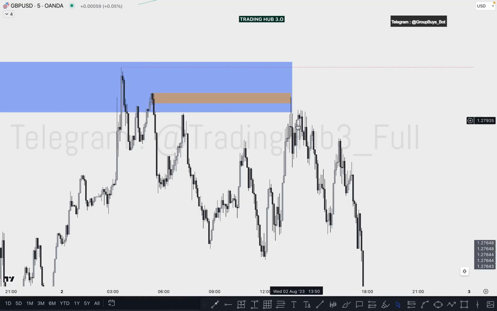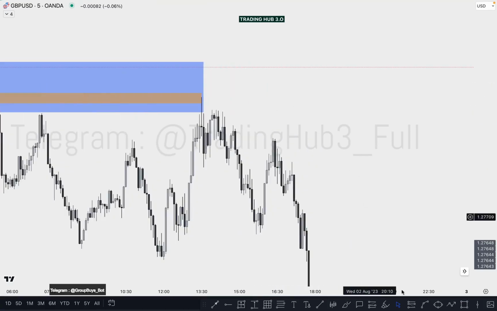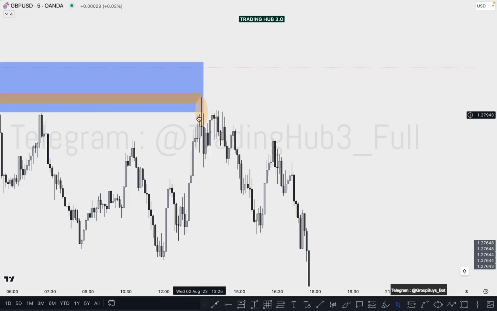Market tapped here and then created a single candle order block, which created a previous candle high sweep here. You can also sell at this point. I'm going to show you exactly at this point, right? Because this candle grabbed the previous candle high liquidity, pushed downside, and next candle opened here.